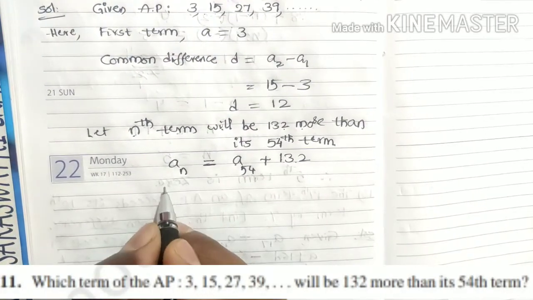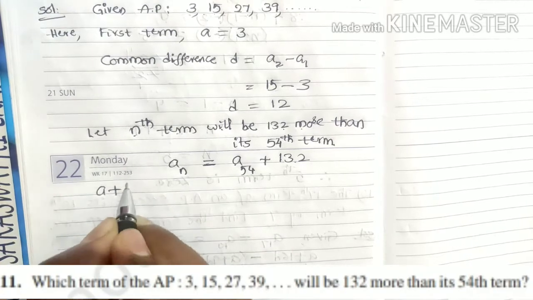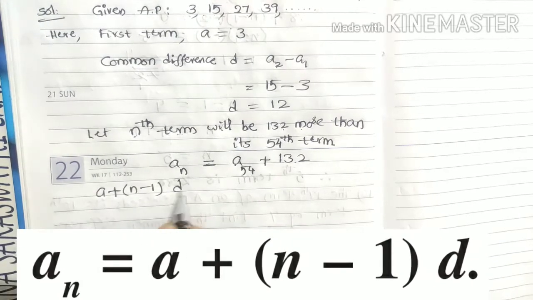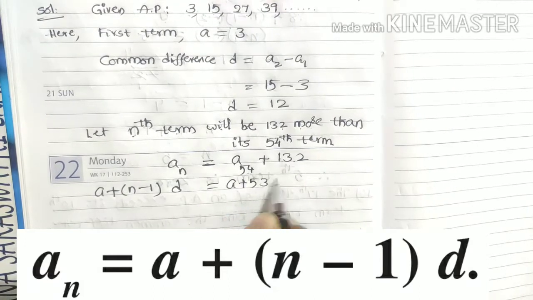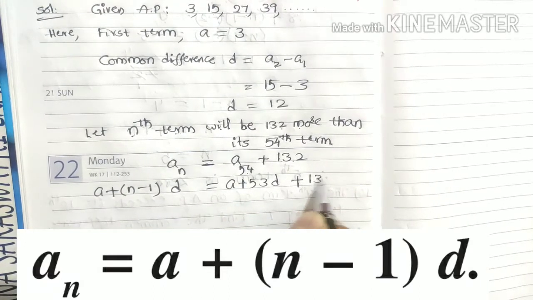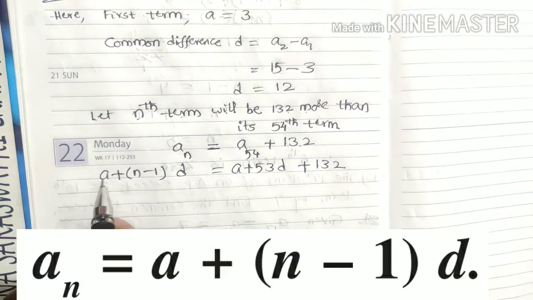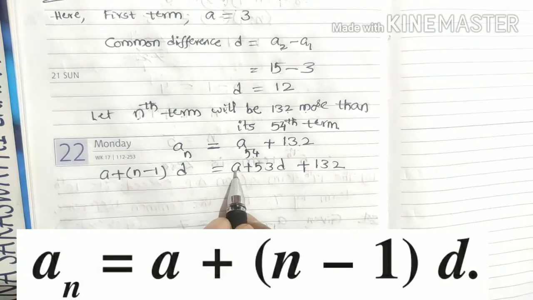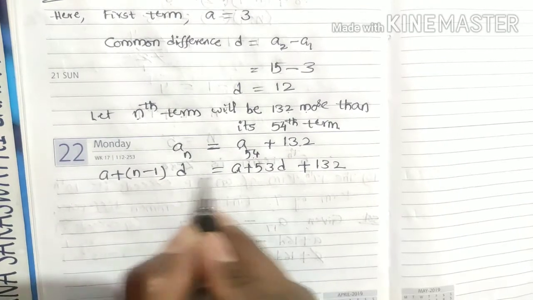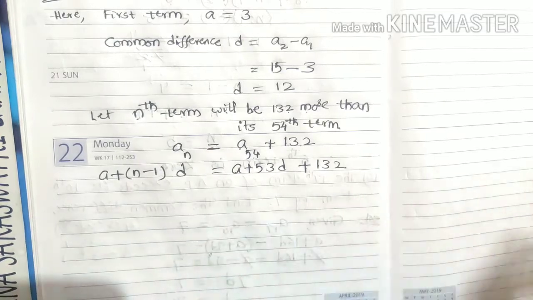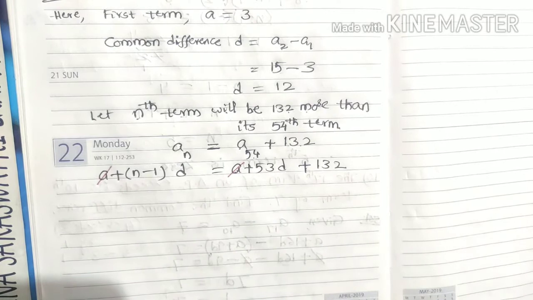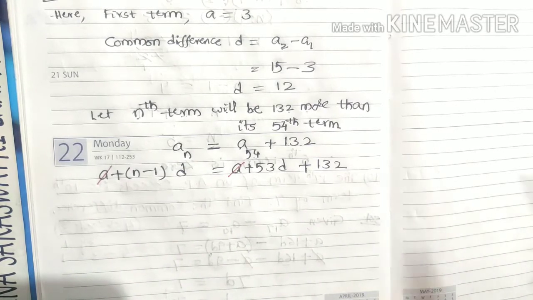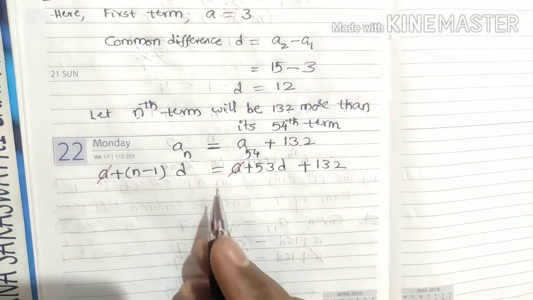Now the an formula is a plus n minus 1 into d, equal to a54 which can be written as a plus 53d plus 132. Next, this is plus a, this is also plus a. If you transpose a to the LHS, it will be a minus a, that will be 0 only. So instead of that I am cancelling here. a minus a will be 0. Next, you need to find out the n value.